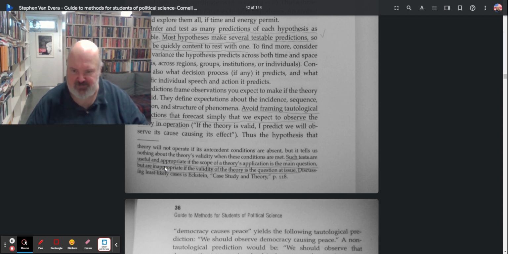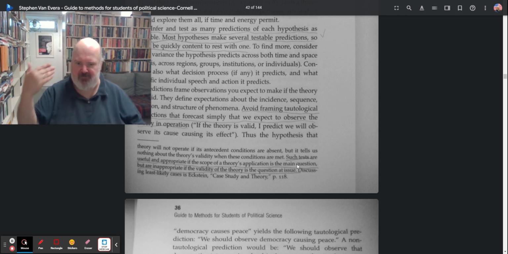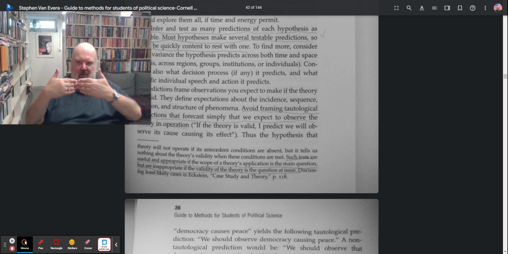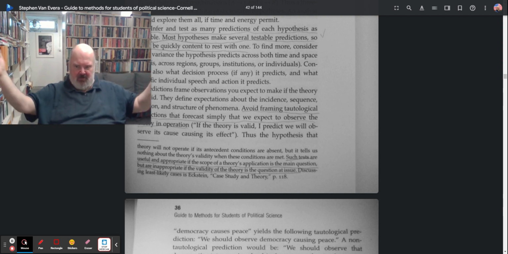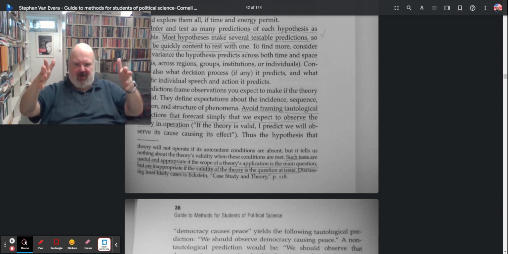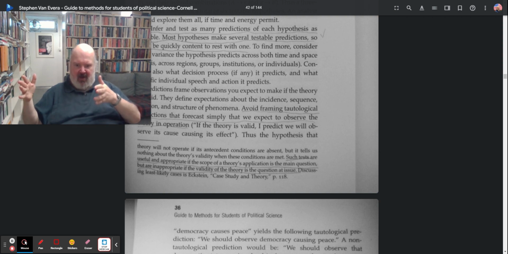But it tells us nothing about the theory's validity when these conditions are met. Such tests are useful and appropriate if the scope of a theory's application is the main question. In other words, what is the scope of this theory? If that is the question, these tests are valid. But if not, they are inappropriate if the validity of the theory is what's at issue, right?